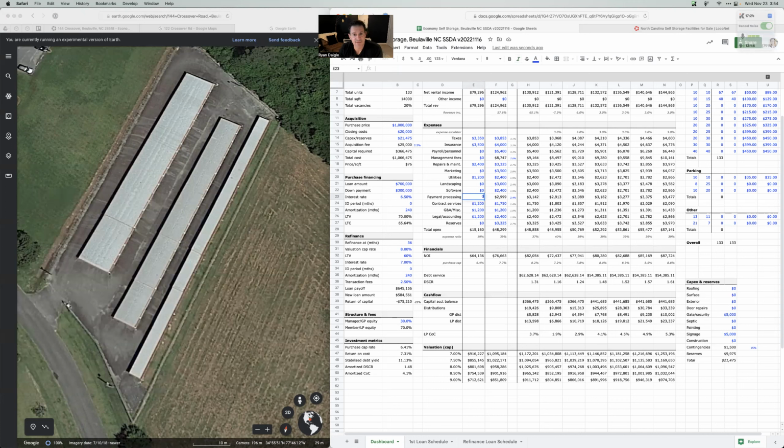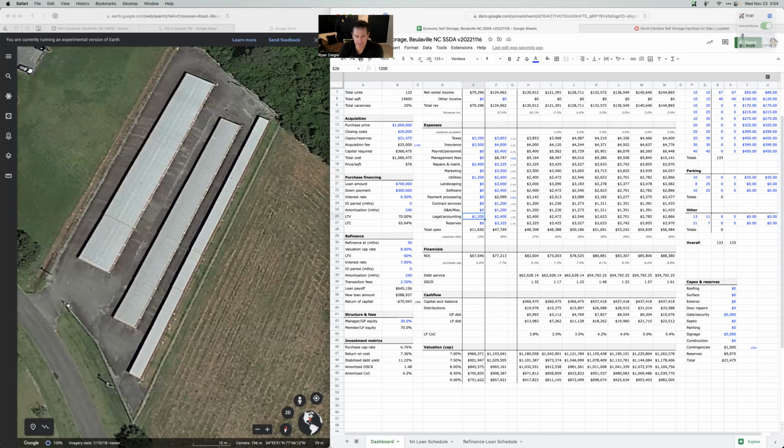Current seller may not even be taking credit cards. I'll put that at 0. Contract services, these are things like pest control, other things like that. I suspect current owner not doing much. I think pest control might be all we would need here. We'll keep that about 100 a month. G&A and miscellaneous, there's always just little things, supplies and whatnot. So I'll leave that there.